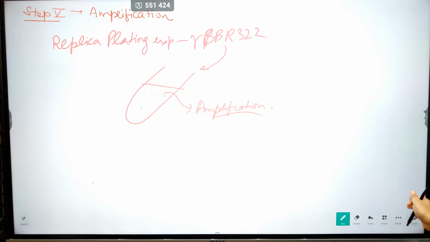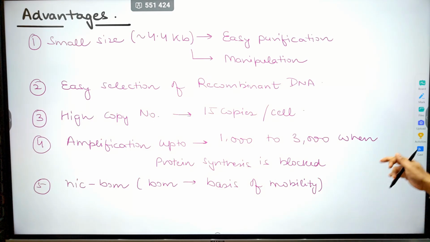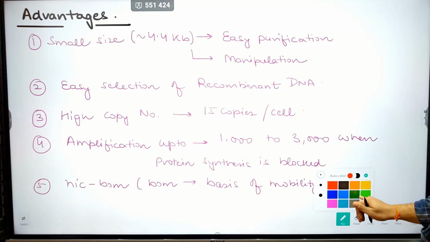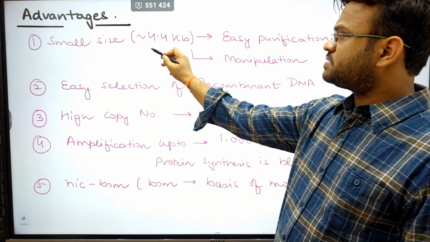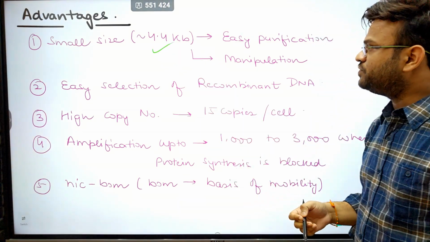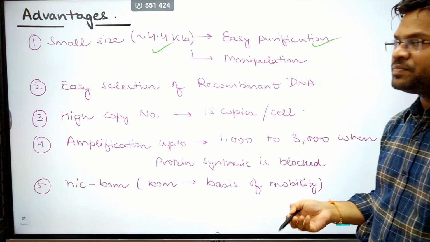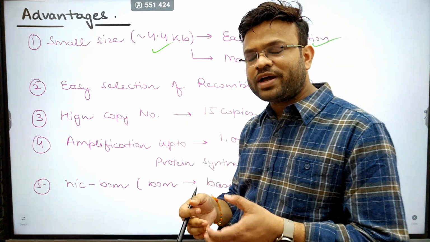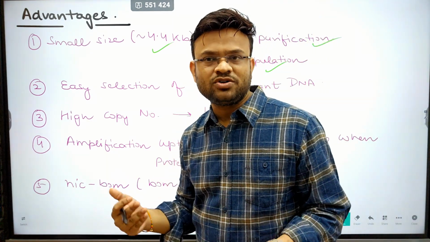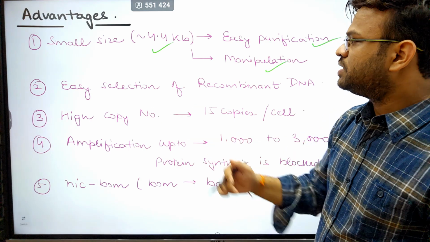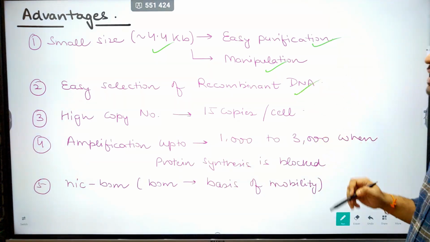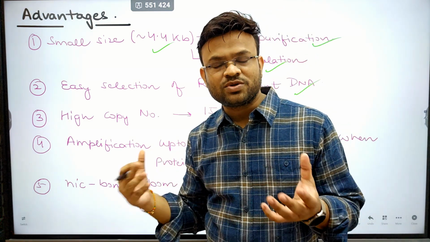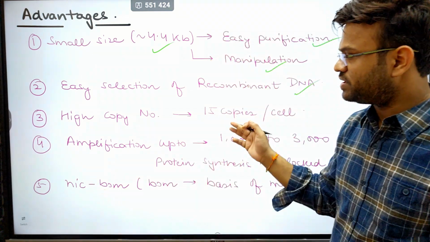Okay, now let us talk about the advantages that pBR322 has. It is a small size vector, so obviously it is easy to purify, and manipulation is also easy. You can make changes, and because the smaller the size, the easier it is to purify, of course. Now, easy selection of recombinant DNA. You can easily select which bacteria is recombinant because it is smaller in size.